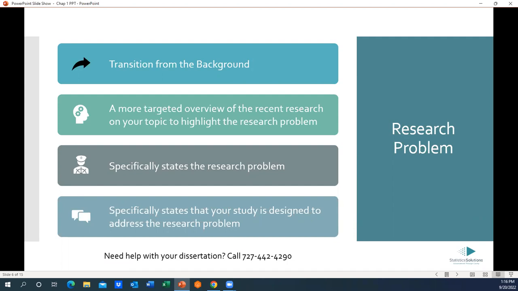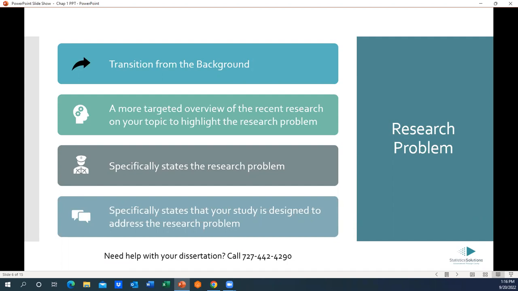Okay, so what is the research problem section? This is where you, in very specific terms, describe what the research problem is. So how do you do that? It's more targeted than the background, where you're looking at trends in the research and what's been done, what hasn't been done. You're doing that in the research problem, but it's more focused, right? It's a targeted overview of the recent research on your topic that highlights the need for your study. It highlights the research problem. It specifically states the research problem and specifically states that your study is designed to address the research problem.